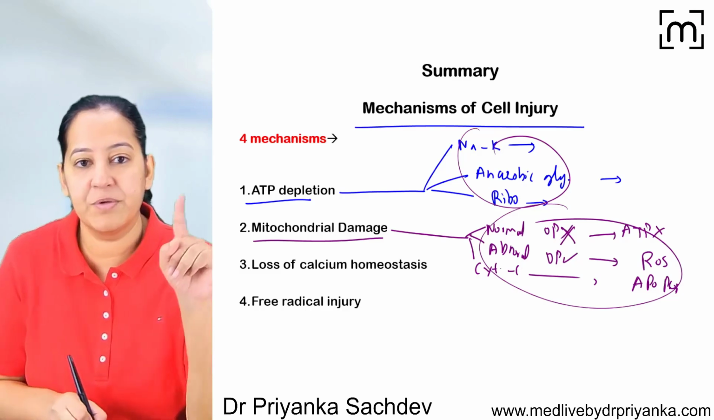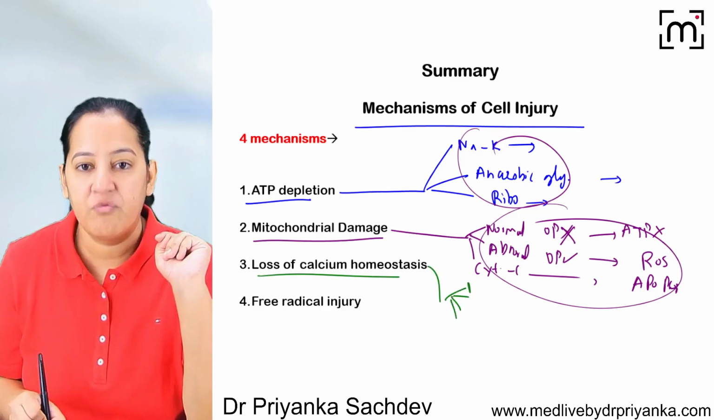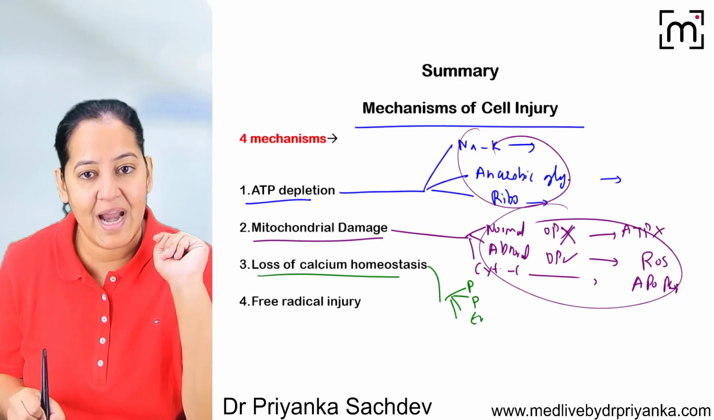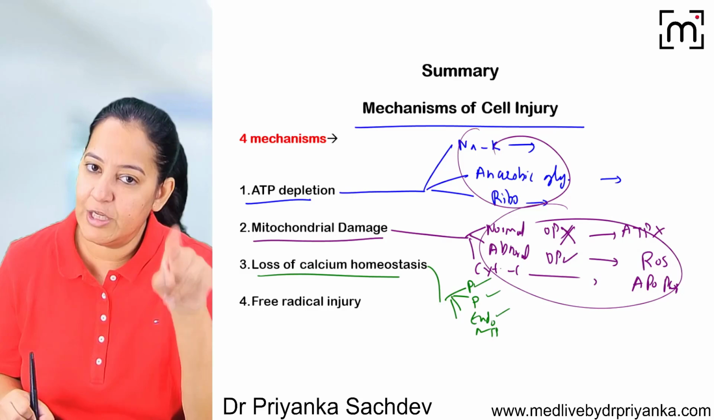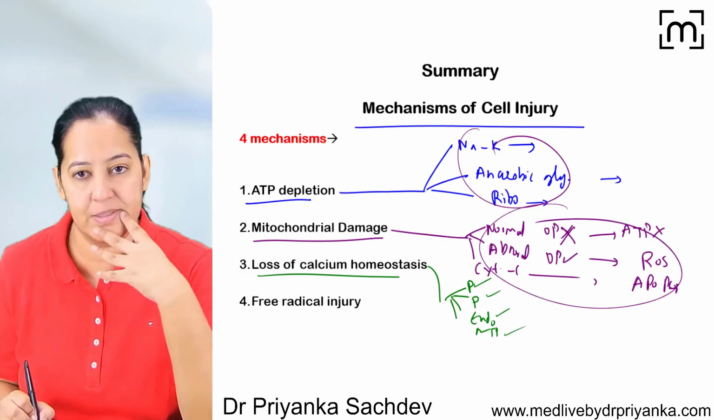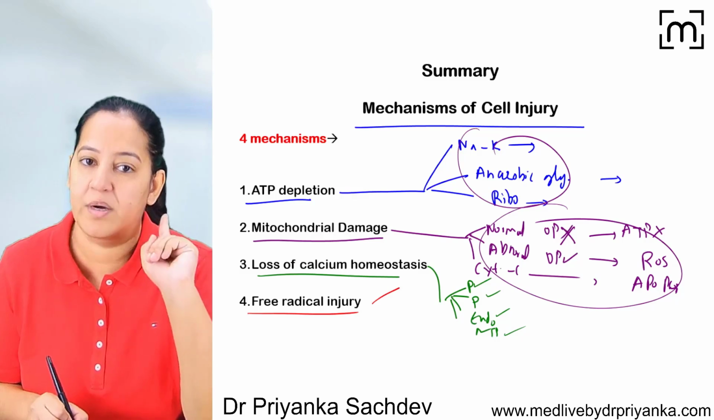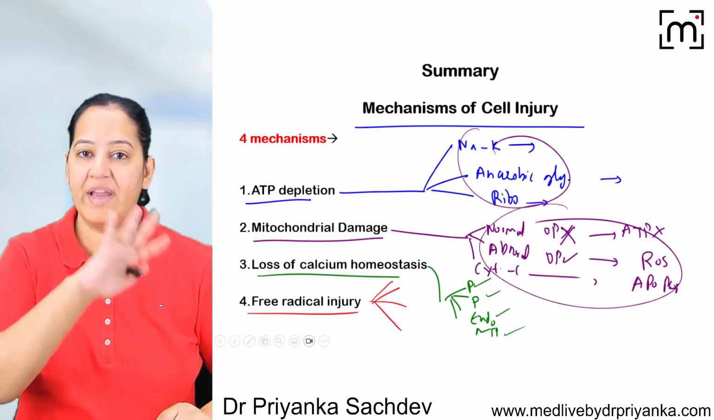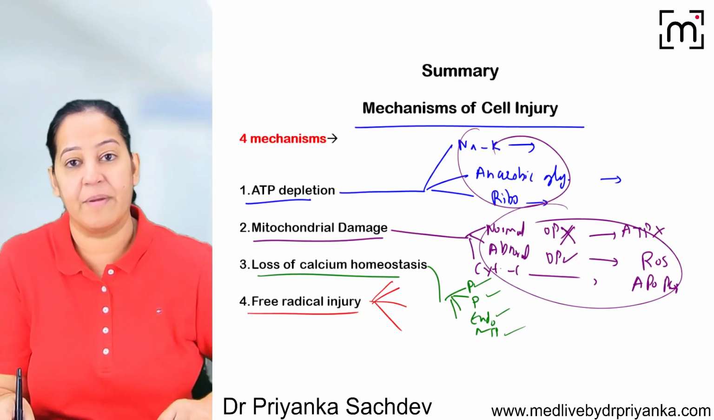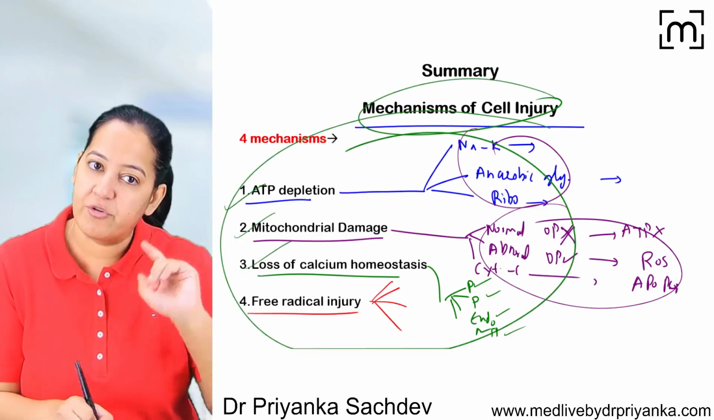Loss of calcium homeostasis leads to activation of 4 enzymes. You know the names of the 4 enzymes: phospholipase, protease, endonuclease, and ATPase. That will degrade the phospholipid, protein, nucleus, and ATP. So that is how it is causing the injury. And free radical, I told you a short note. How do they get generated? What is the definition? What does it cause? What are the scavengers? So this is what you have to write down in the mechanism of cell injury. If it is coming as a long question, you have to write down all 4. If it is a short question, whatever is asked, you have to write down that only.